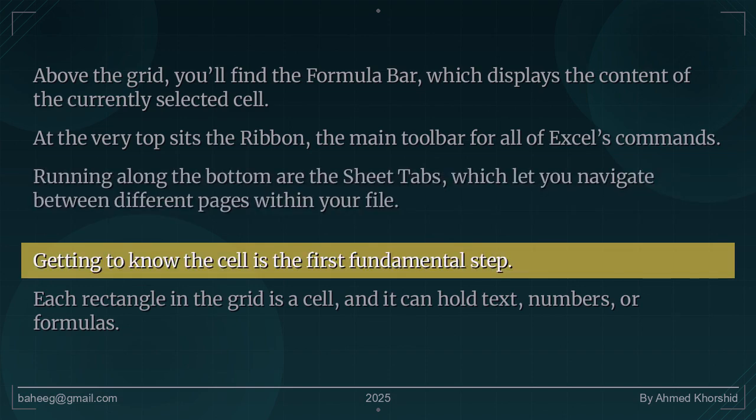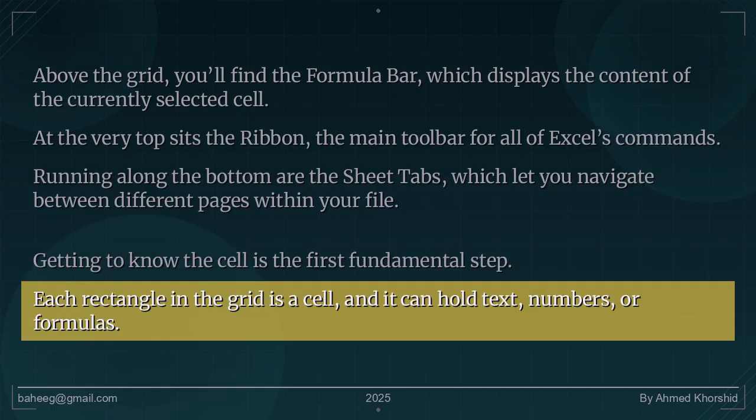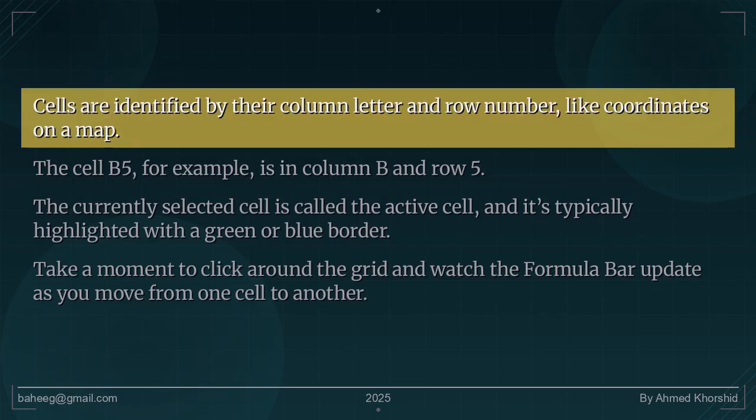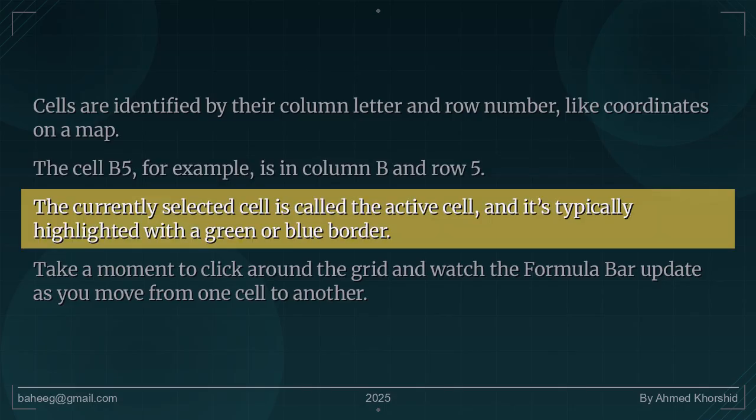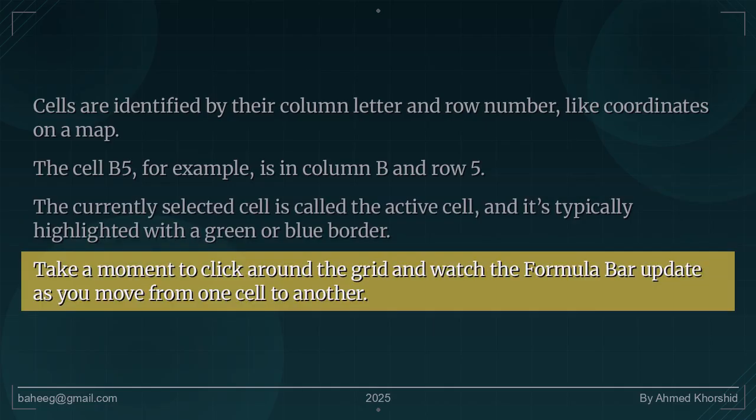Getting to know the cell is the first fundamental step. Each rectangle in the grid is a cell, and it can hold text, numbers, or formulas. Cells are identified by their column letter and row number, like coordinates on a map. The cell B5, for example, is in column B and row 5. The currently selected cell is called the active cell, and it's typically highlighted with a green or blue border. Take a moment to click around the grid and watch the formula bar update as you move from one cell to another.